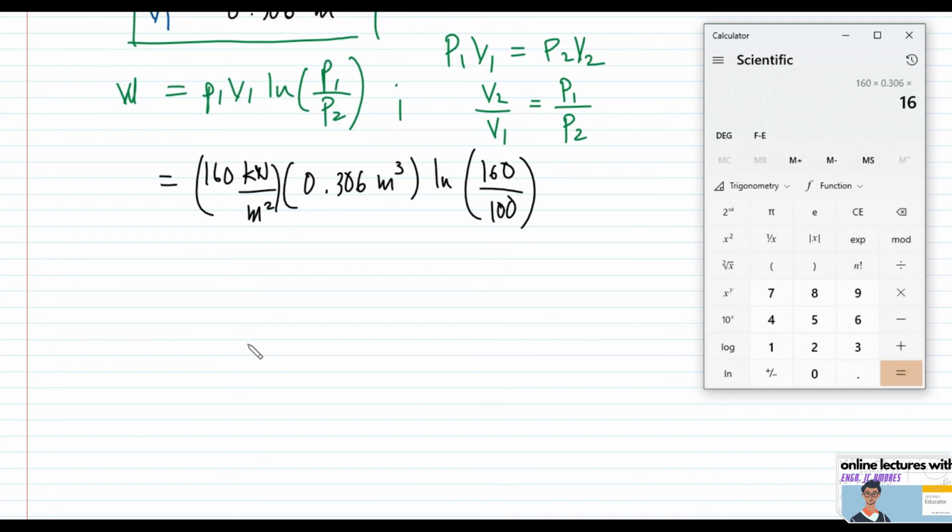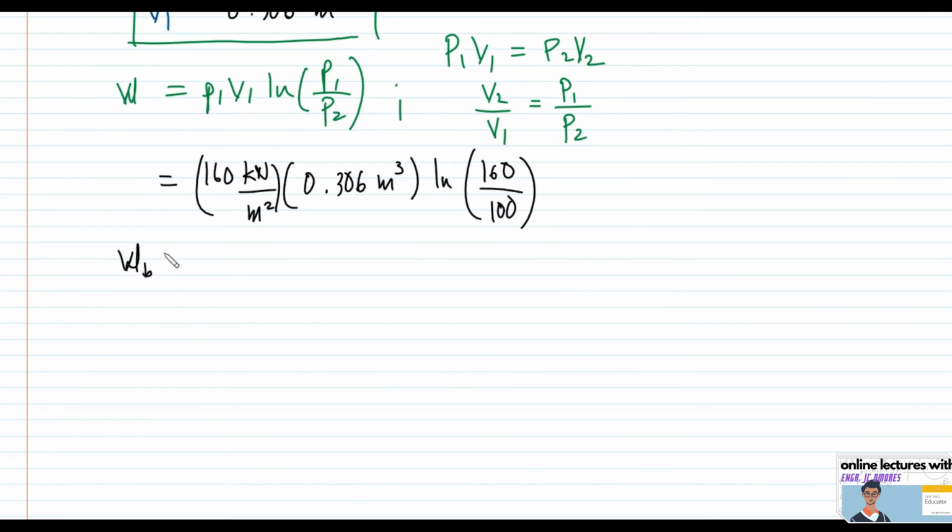Let's do that again. Let's first have 160 divided by 100, then let's get the natural logarithm, times 0.306 times 160. So we have 23.01. So your boundary work, W sub B, is equal to 23.01 kilojoule. Now why kilojoule? Again, square meter cancels out and we have kilonewton meter as your kilojoule.